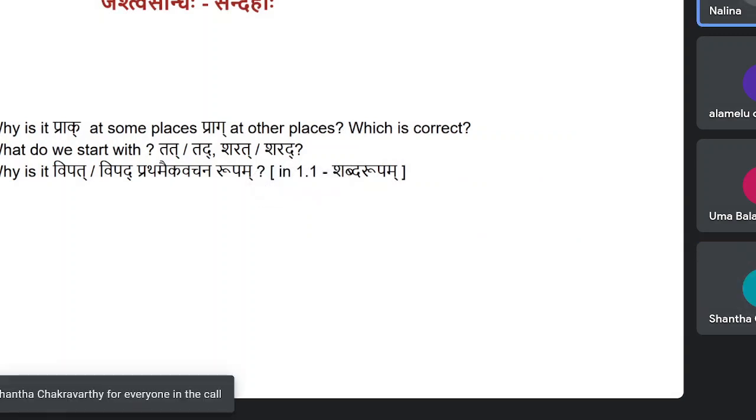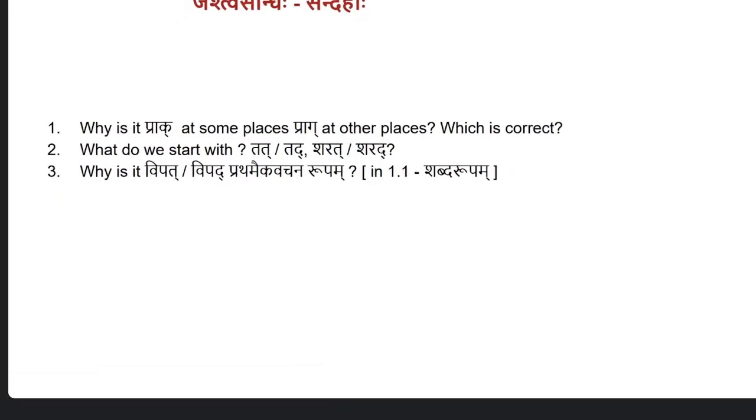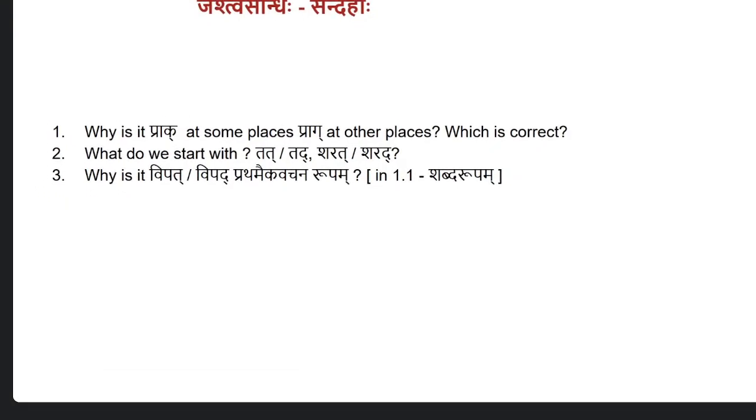A couple of questions were, why is it Prag at some places and Prak at other places? Which of them is correct? And what do we start with, whether Tat or Tad, Sharat or Sharad? Because sometimes we say Sharad plus Chandra becoming Sharad Chandra. So we do not know whether it has to start with Sharat or Sharad, Tat or Tad. So at Shiksha level, whatever you are taught is actually appropriate.